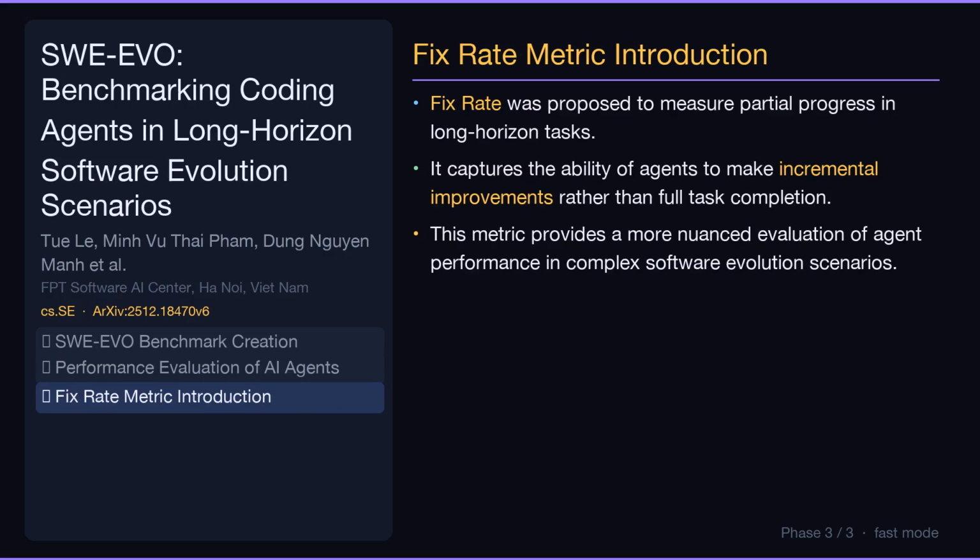Contribution 3. Fixed-rate metric introduction. Fixed-rate was proposed to measure partial progress in long-horizon tasks. It captures the ability of agents to make incremental improvements rather than full task completion. This metric provides a more nuanced evaluation of agent performance in complex software evolution scenarios.